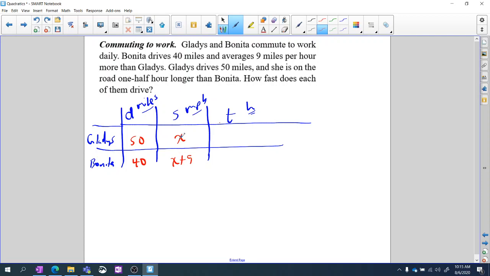Now, at this point, what you're going to do is rely upon some basic science knowledge that the distance is always equal to the speed multiplied by the time. And once you've got 2 columns filled in the chart, stop reading the question for a moment, and you're going to use this formula to get the 3rd column in your chart. So in this case, the time will be the distance divided by the speed. So the time will be the distance, 50 divided by x. And this one will be 40 divided by x plus 9.